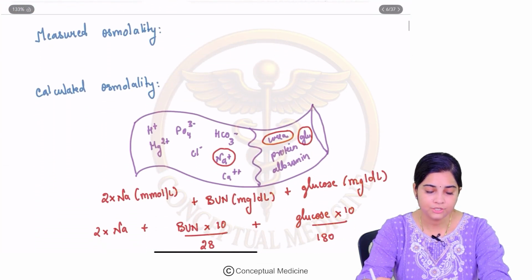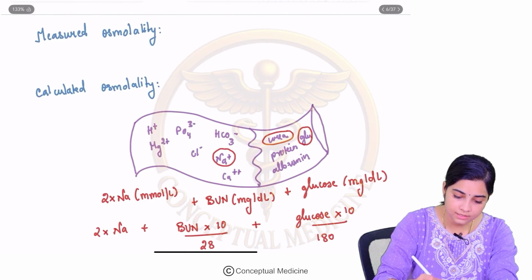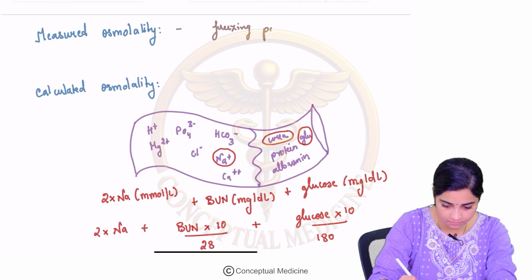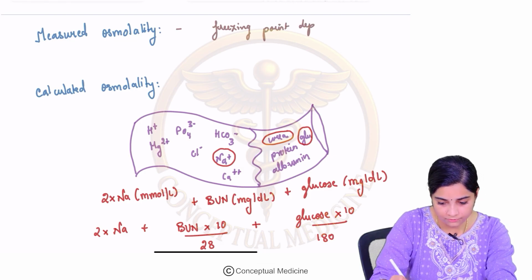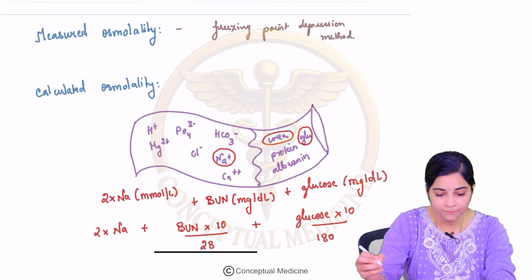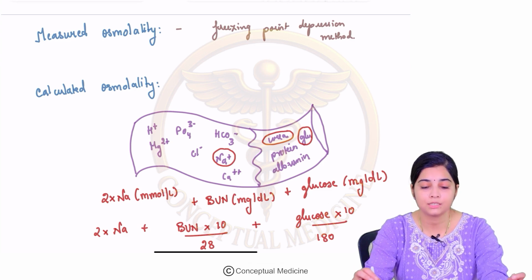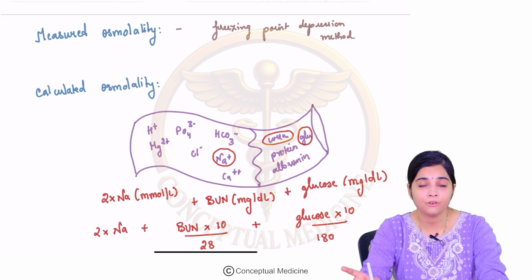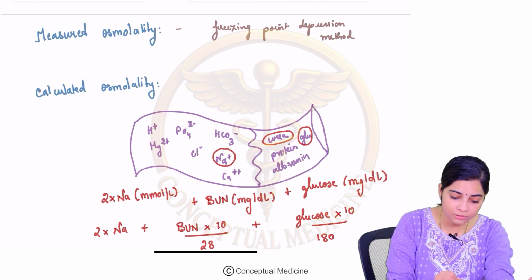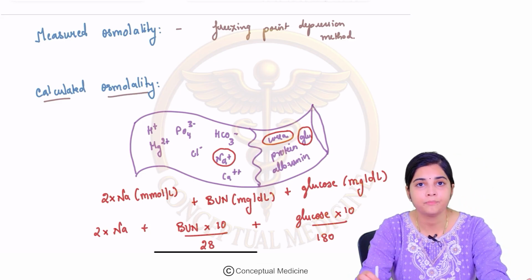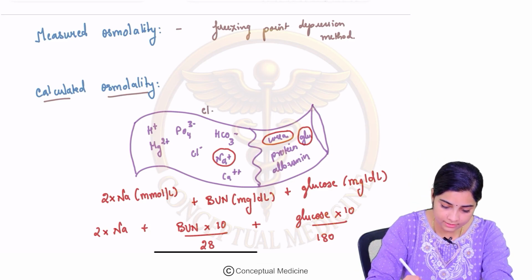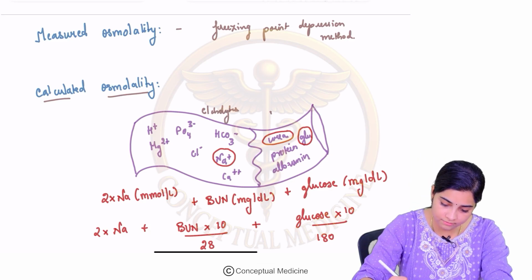So how do you measure your plasma osmolality? This is done by what we call the freezing point depression method. Okay, so osmolality is measured by your freezing point depression method. But there is also another way of calculating the osmolality. So how do you obtain your calculated osmolality? It is obtained by this given formula. So we know that this is your electrolytes, this is your non-electrolytes.